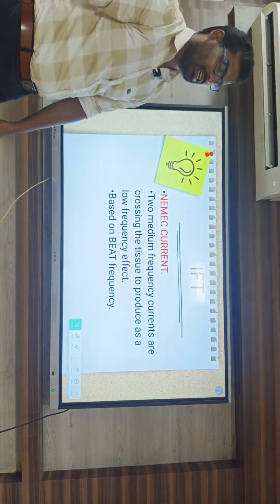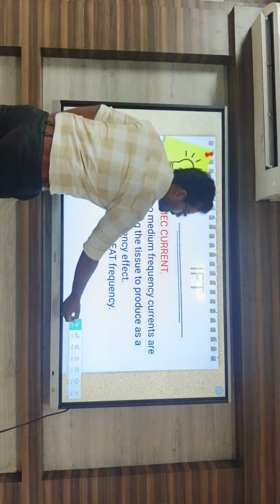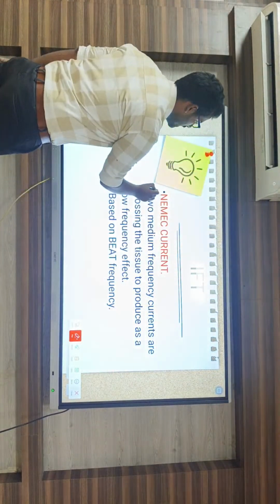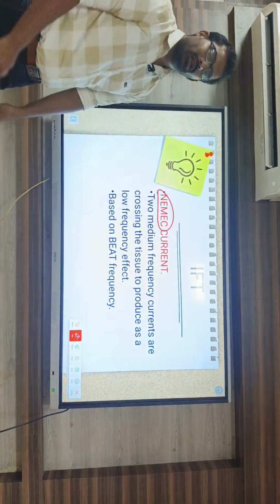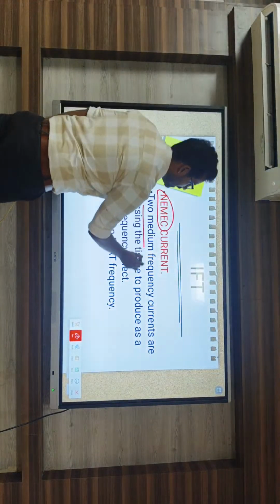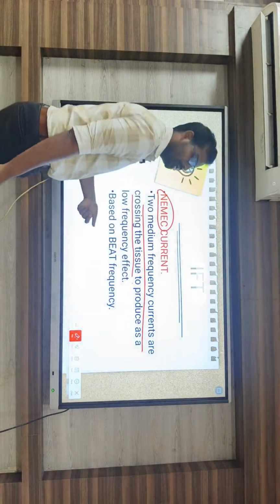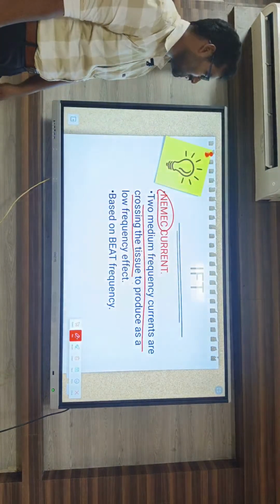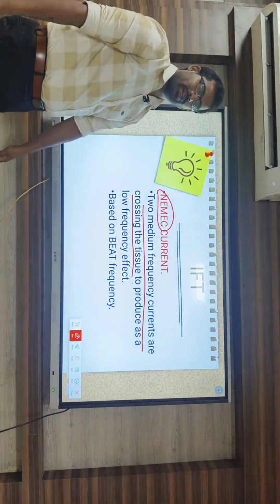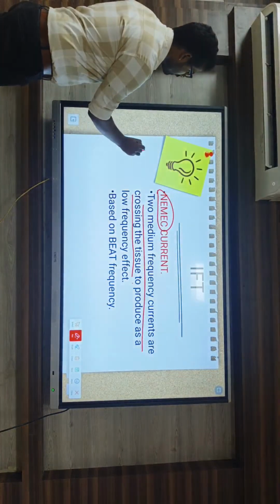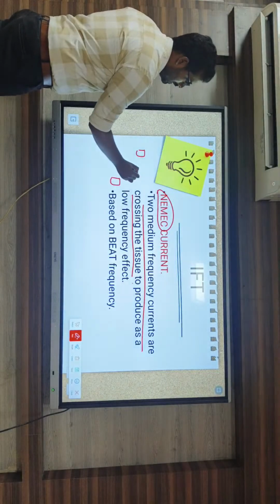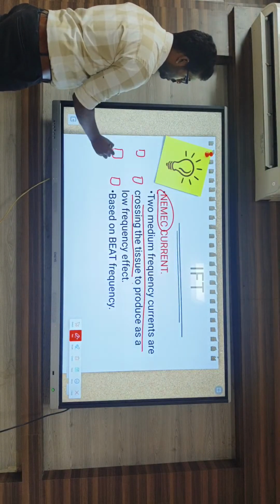Next one, IFT. The IFT currents are otherwise known as Nemec current. Two medium frequency currents join and cross across the tissue to produce a low frequency effect that is based upon the beat frequency level. So here we are going to use 4 electrodes, that is 2 anode and 2 cathode electrodes.